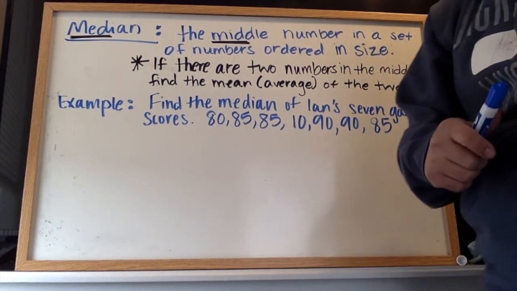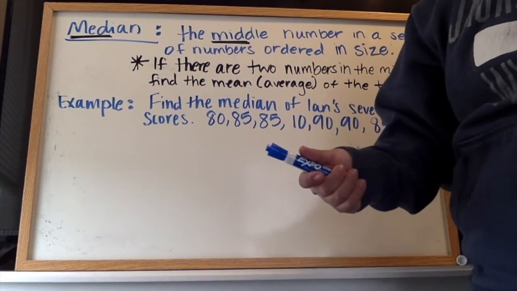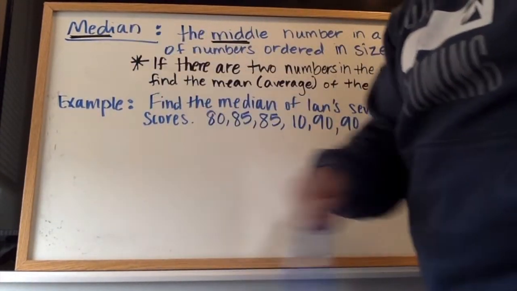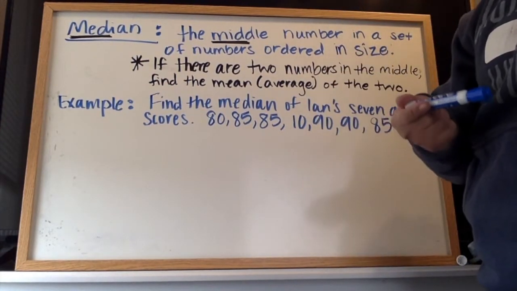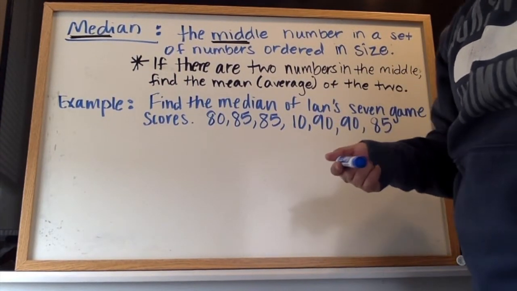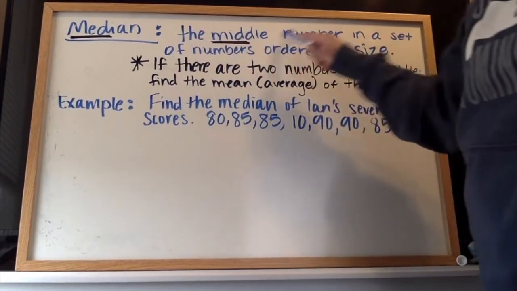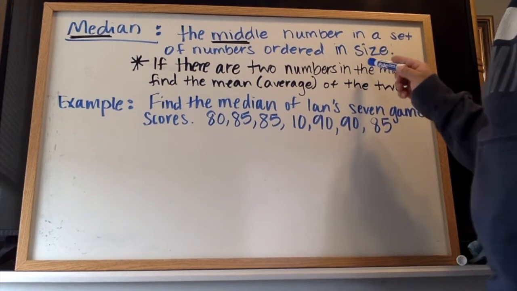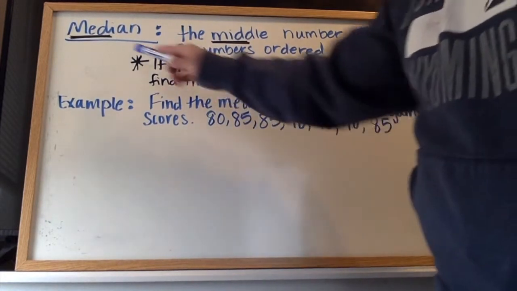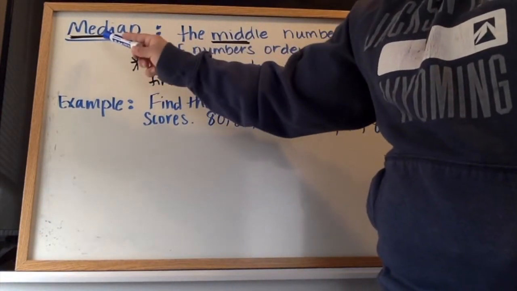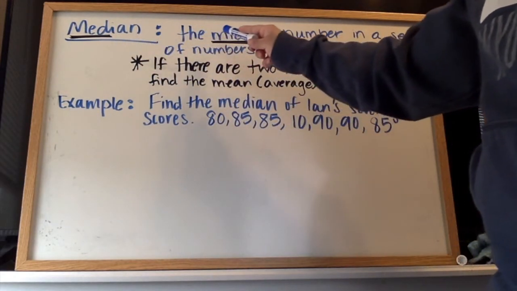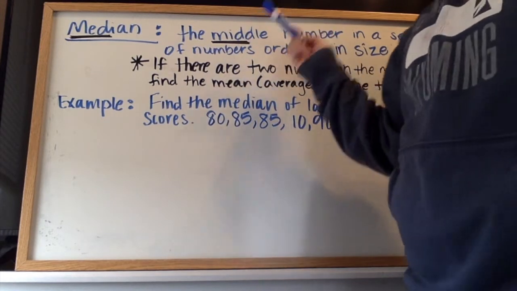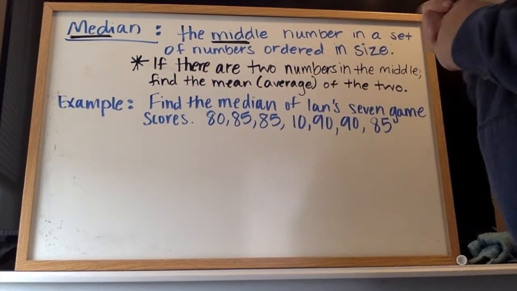Okay, the next word we need to talk about is median. Now, median has a D in it. That's important to help me remember what the definition of a median is. The median is the middle number in a set of numbers ordered in size. When I think of median, I think of that D, because in the definition, it's the middle, and middle has a D in it. That's what helps me remember this one, okay?